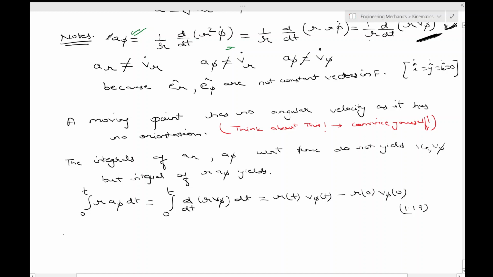So if you have, say, a planar motion, we have already known what a planar motion is. In a plane, z is equal to constant.